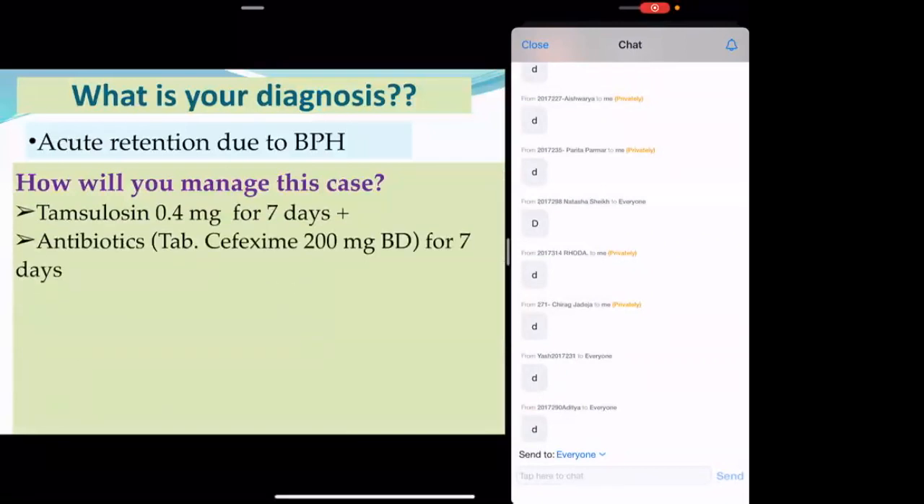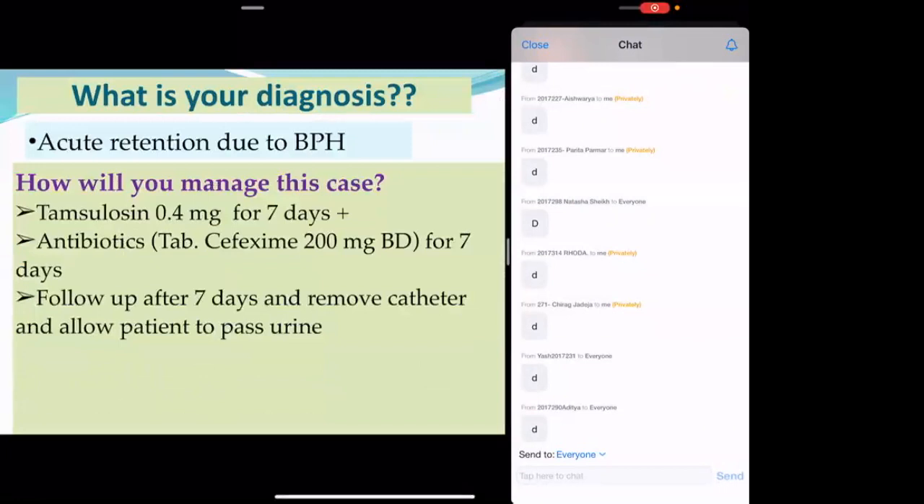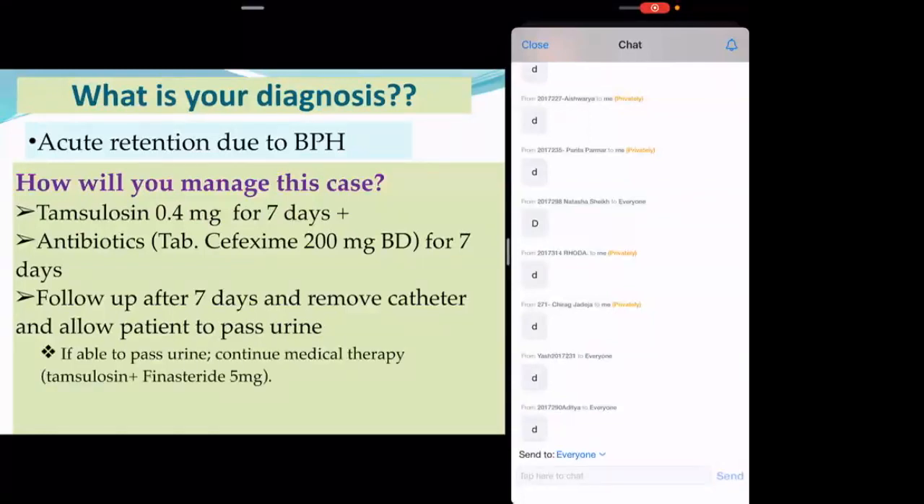So I'll start tamsulosin for 7 days and put on antibiotics, because he is having multiple pus cells. Call the patient after 7 days, and I'll remove the catheter and allow the patient to pass urine. If he can pass urine, then I'll continue the medical therapy, and I'll add finasteride because size was more than 40. It is 60. But if he is unable to pass urine, then I'll recatheterize and plan for surgery. That is TURP. So this is how we manage a case of acute retention of urine due to BPH.